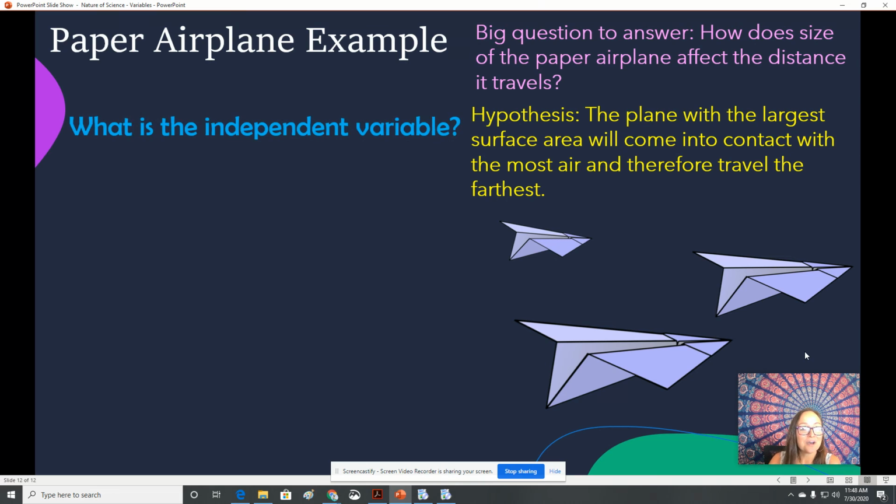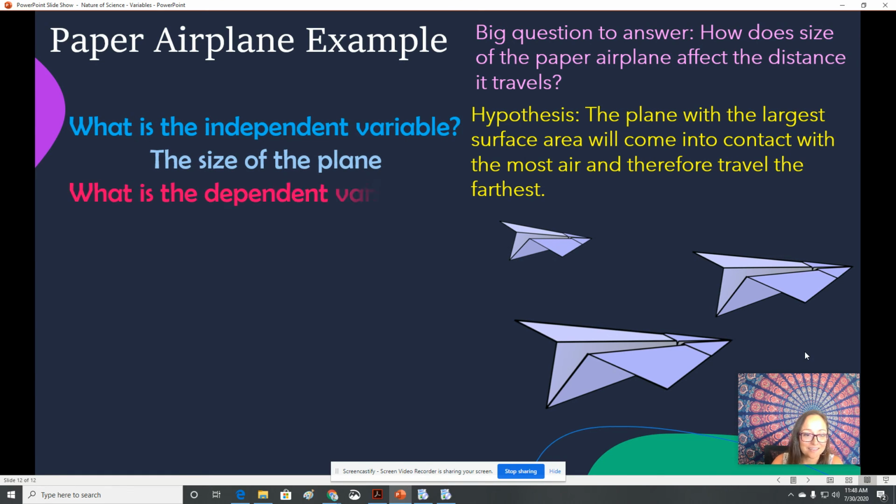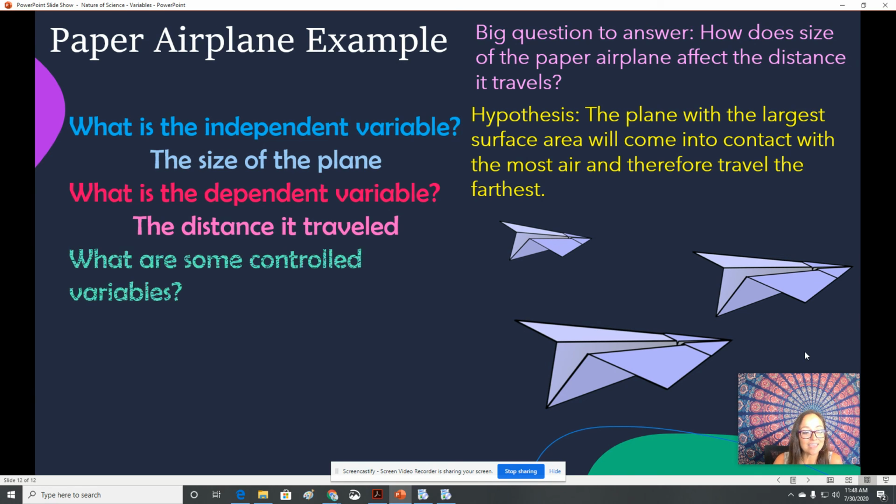So here, our independent variable, think to yourself, what's the independent variable here? What are we in charge of changing? Good, it's the size of the airplane, the paper airplane. What's the dependent variable? What are we measuring? We're measuring the distance it traveled, because that's going to be dependent on the size of the plane. And then, what are some controlled variables?